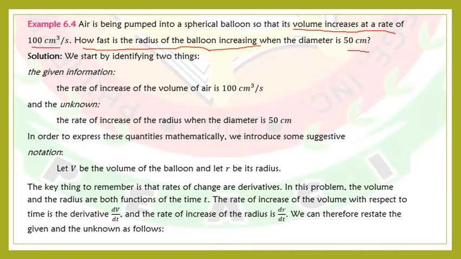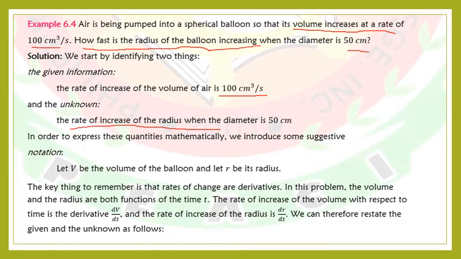So we start by identifying two things. First is the given information and the next one is the unknown information. So the given information class is the rate of increase of the volume of air is 100 cubic centimeter per second. So yan yung given. And unknown natin dito class is yung rate of increase of the radius kasi yun man yung tanong dito. How fast is the radius of the balloon increasing? Okay, so ito yung hahanapin natin. The rate of increase of the radius when the diameter is 50 centimeter.